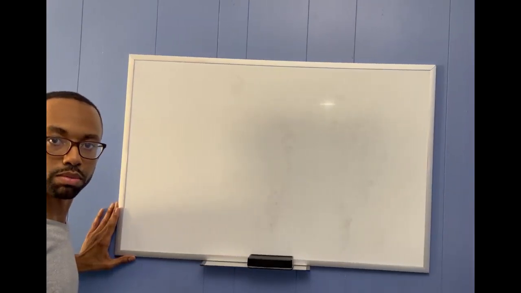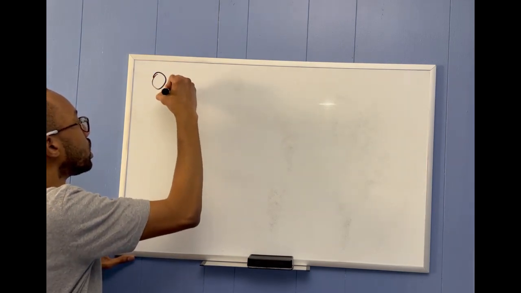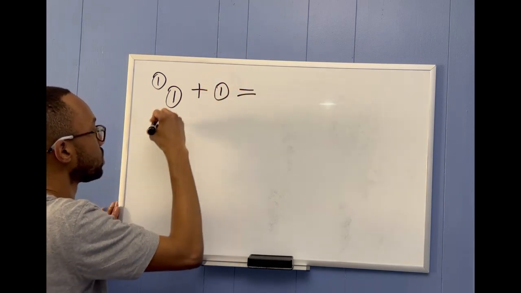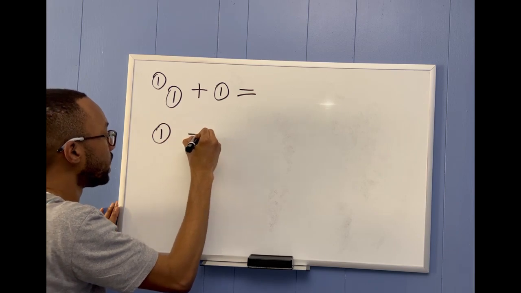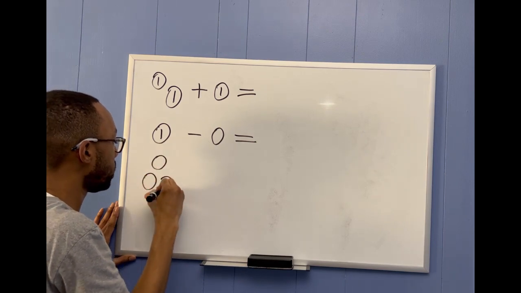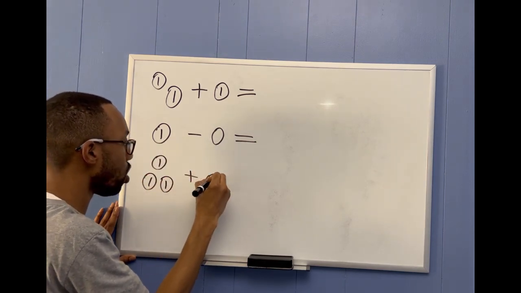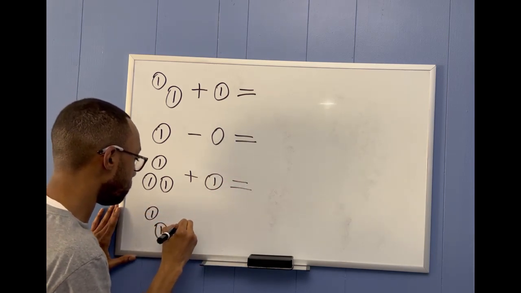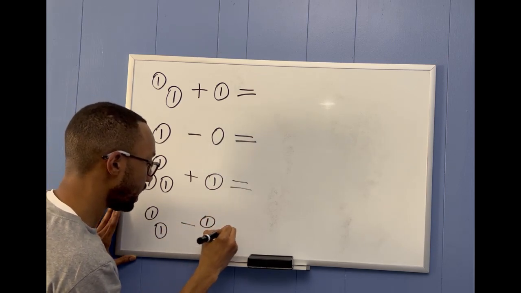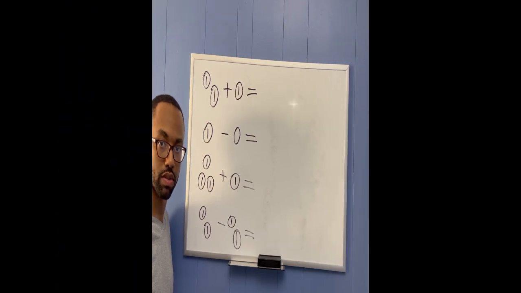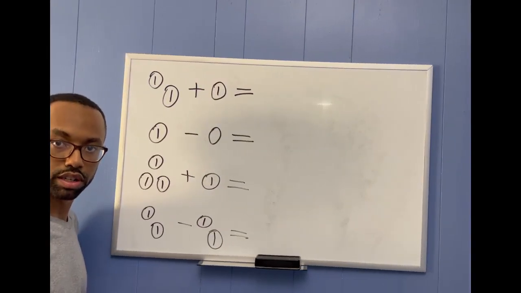So I'm going to give you some problems to do on the board. 2 marbles plus 1 marble equals. 1 marble minus 0 equals. 3 marbles plus 1 marble equals. 2 marbles minus 2 marbles equals. All right, so I'm gonna give you some time to work on these problems, and then I'll present you with the solutions. All right, so I'm gonna go over the answers now.